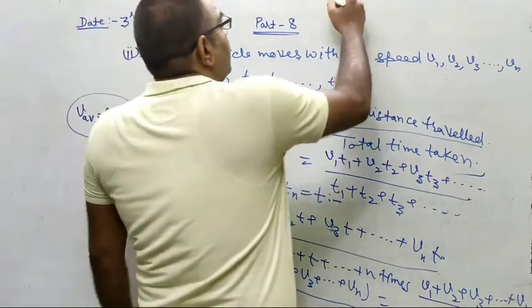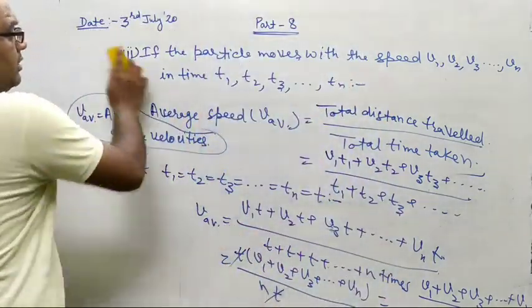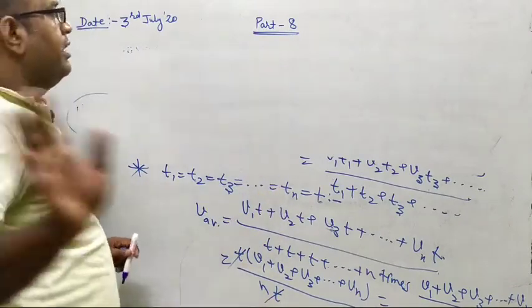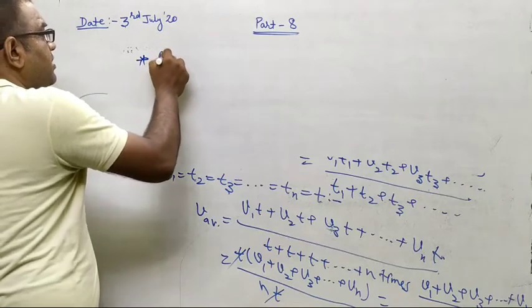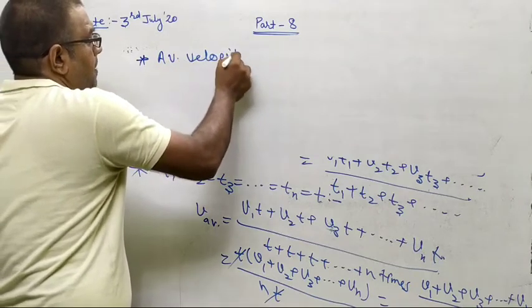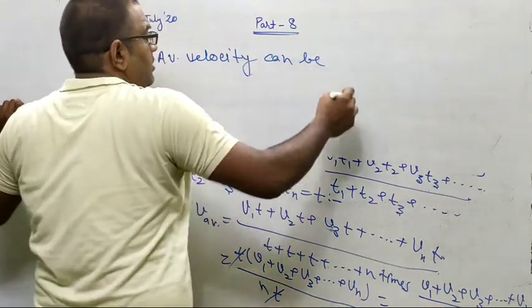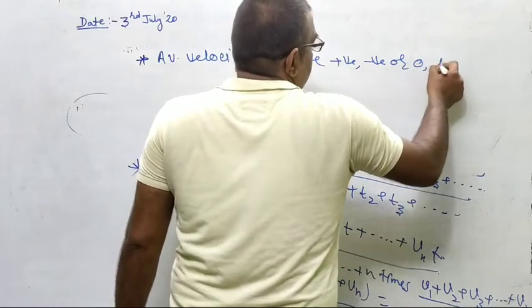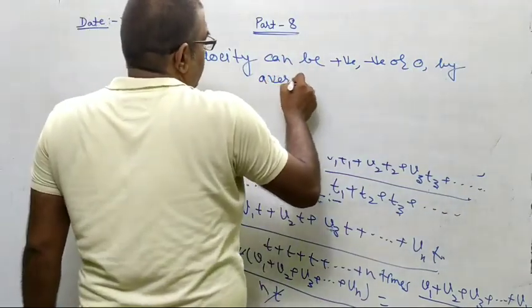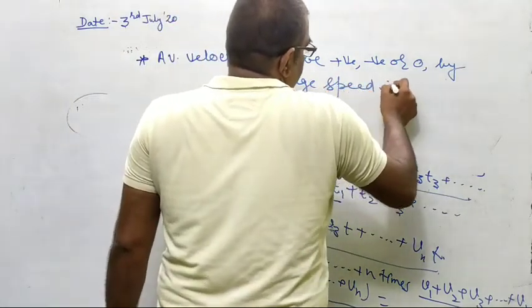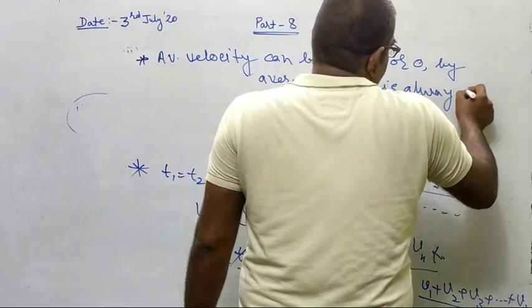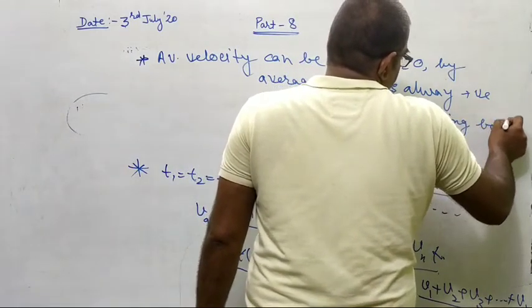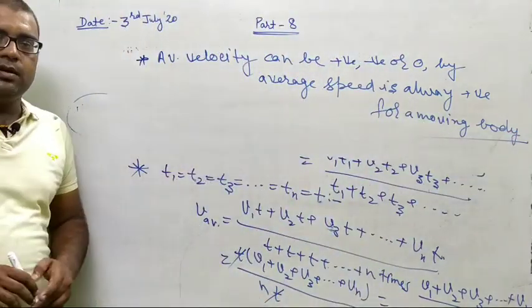And one thing I want to add here: average velocity can be positive, negative or zero, but average speed is always positive for a moving body.